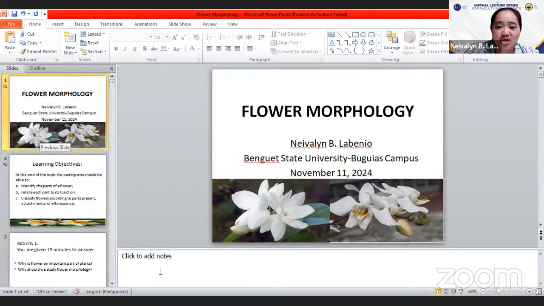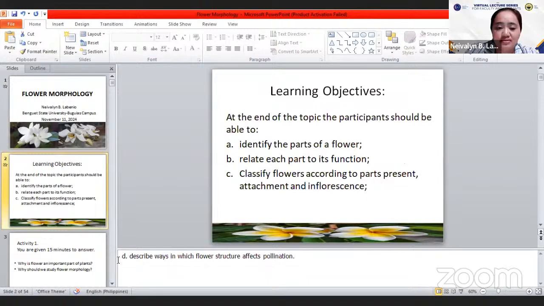Our topic is all about flower morphology. It is expected that at the end of this lecture, the participants should be able to identify the parts of a flower, relate each part to its function, and classify flowers according to parts present, attachment, and inflorescence. So this will be the scope of our topic on floral morphology.